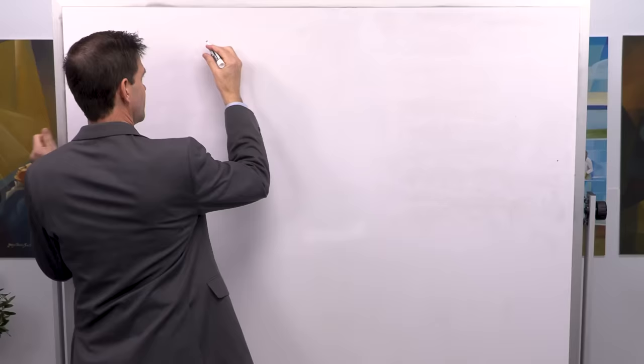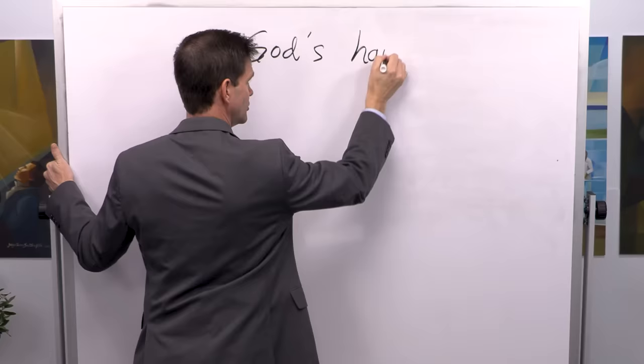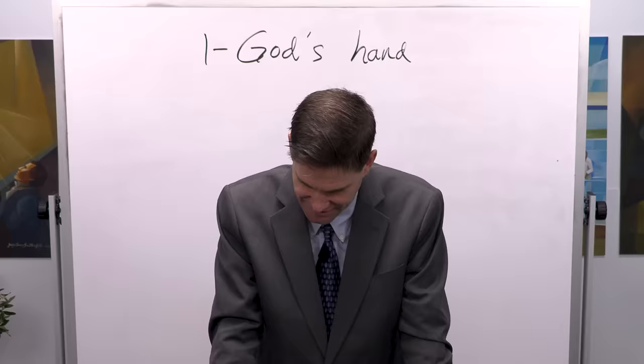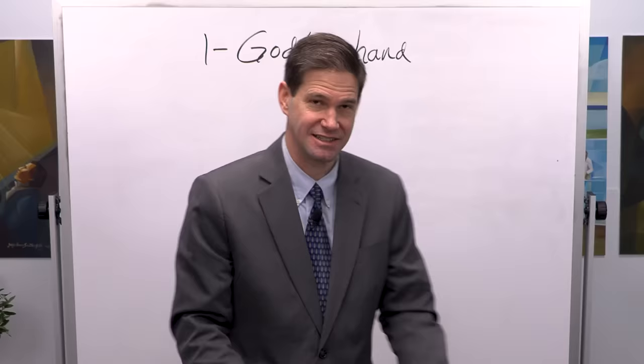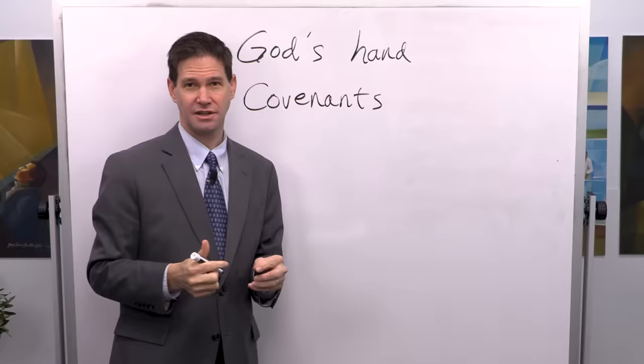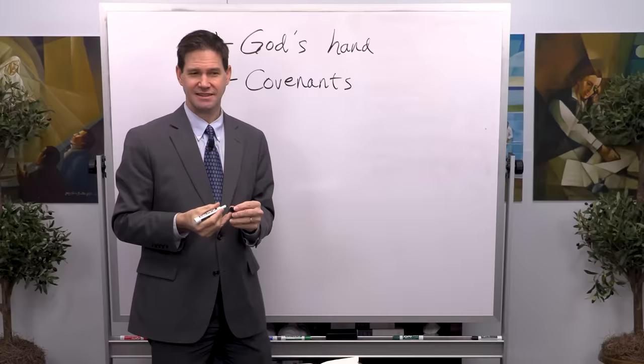First one is, he says, we want you to see God's hand, his goodness in the past, to know of all of those amazing great things which God hath done for their fathers. And the second was what Taylor's been talking about, that we might know the covenants of the Lord. He doesn't want these covenants to be isolated for Abraham, Isaac, and Jacob. They're for all the world.